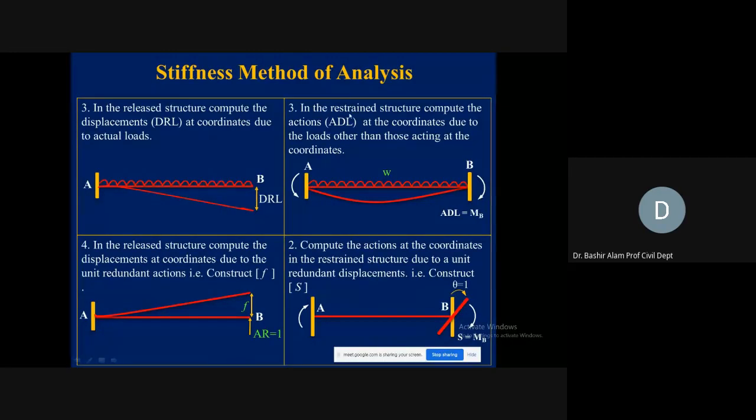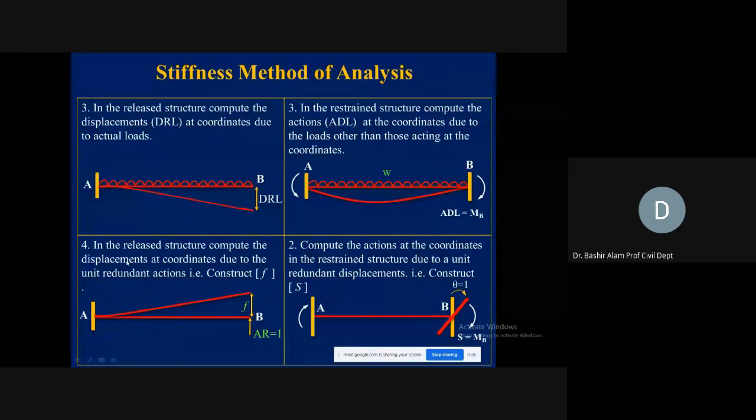यहाँ पे हम क्या करेंगे, in the restraint structure compute actions ADL at the coordinates due to the loads other than those acting at the coordinates. तो यहाँ पे क्या है, उस corresponding आपका D था, तो D के corresponding आप action देखेंगे तो जो action आ रहा है वो आपका हो जाएगा ADL, which is MB in this case. So that easily you can find out your ADL matrix.